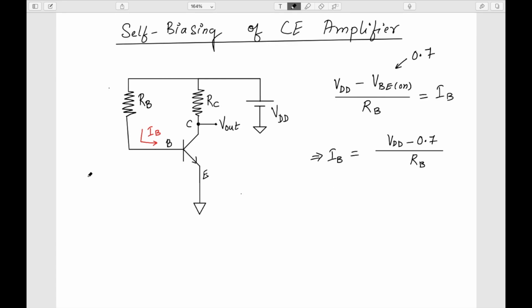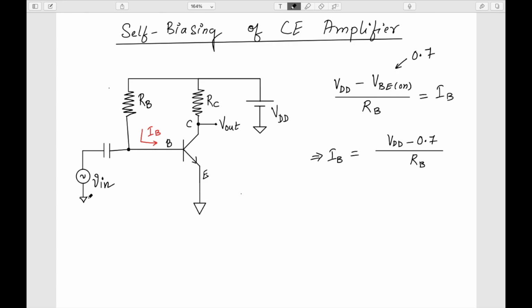Now the next question is, how do I apply the signal Vin here? We are observing the Vout here, and how do I apply the signal Vin? To apply the signal, we will be using a capacitor. We will be feeding the input signal Vin through a capacitor. Basically, this capacitor will be blocking the DC.